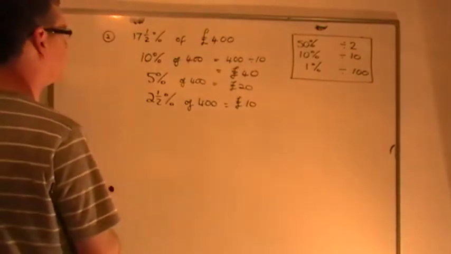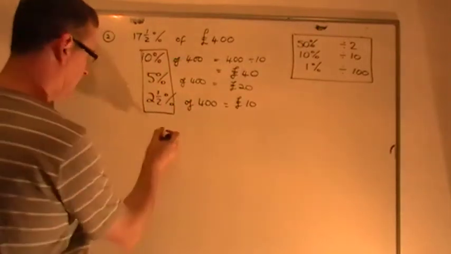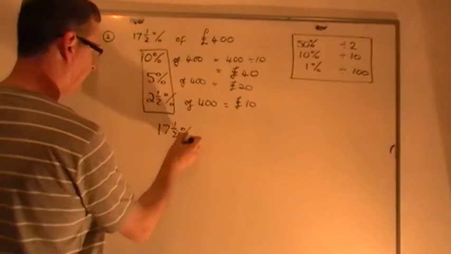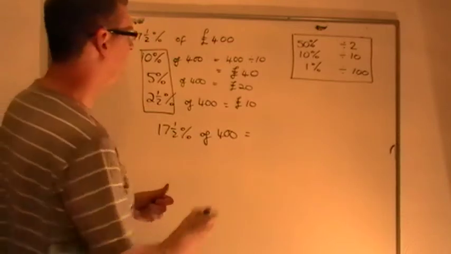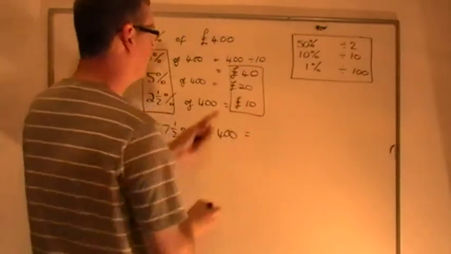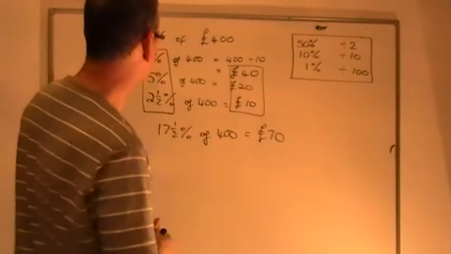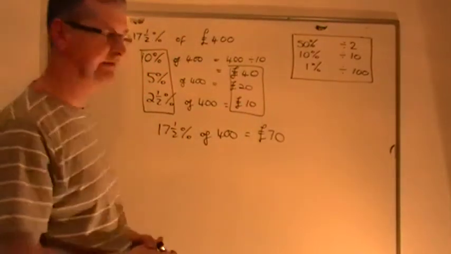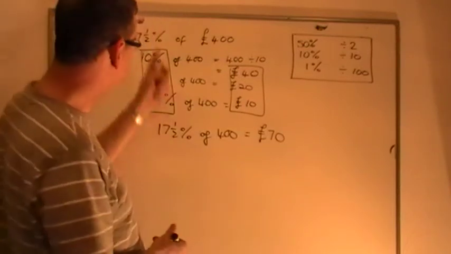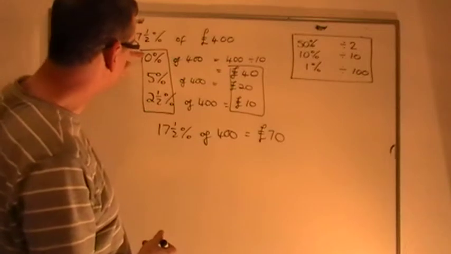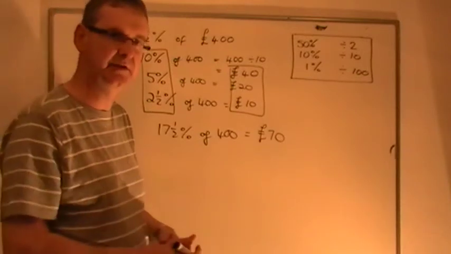So if you want 17.5%, you must add those three percentages together to get 17.5% of 400. So you just simply add those three numbers together. 40, 20, 10, there you go. £70 is 17.5% of 400. And that's it. Very common question on paper 1, and it's very important that you realise 10%, 5%, 2.5% is the easiest way to get to the answer.